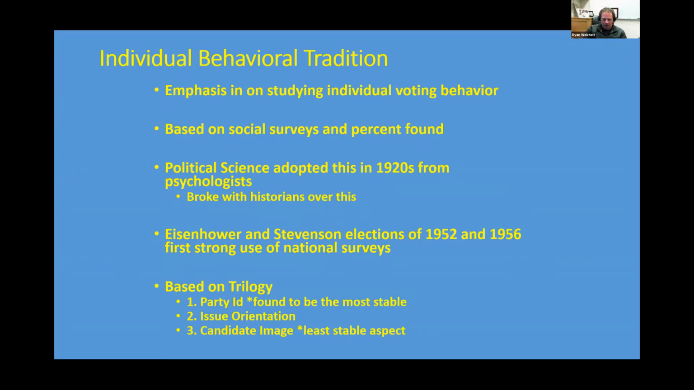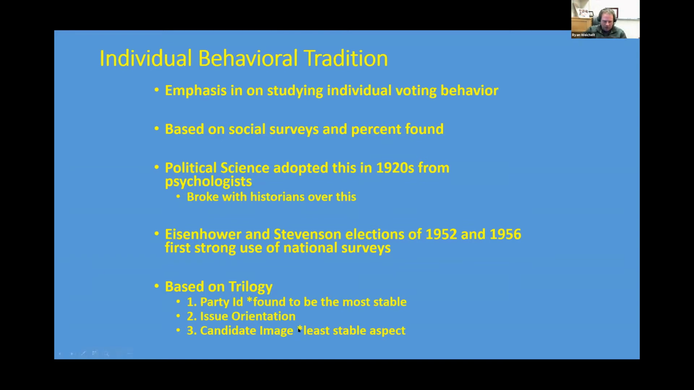And you can get really into the history of it. They kind of broke away from historians in the 1920s and sort of focused on these surveys. The first real use of national surveys for Jeopardy happened in 1952 and 1956, the Eisenhower and Stevenson elections, where you had places like Gallup asking people questions about what they do. Now, what they do is they take those groups of people and put them into a group, right? People 18 to 24, white voters, African-American voters, Hispanic voters, etc.